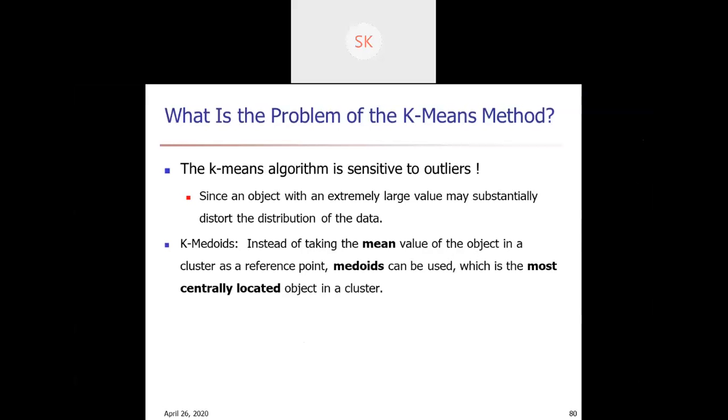So the problem with the K-means algorithm is that it is sensitive to outliers. An object with an extremely large value may substantially distort the distribution of data. So, what are outliers? Outliers are, you could say, fake values, those lying far away from the rest.